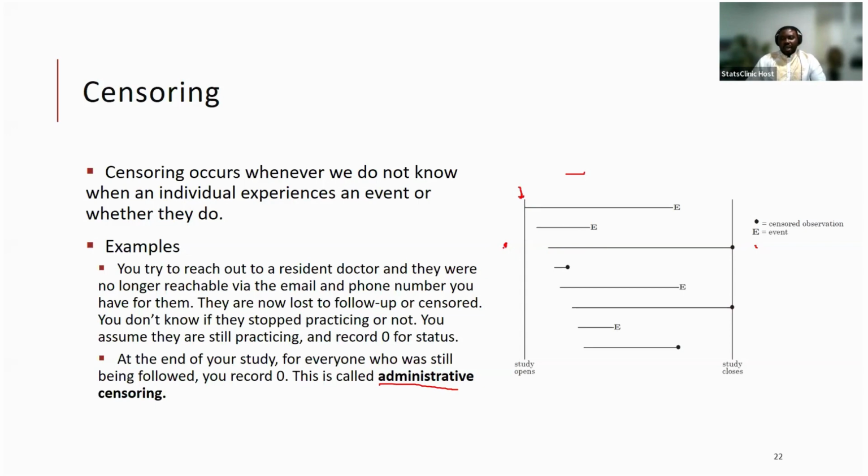But sometimes a person is censored after the study opens. And that is called right censoring. Some of that is during the study, but some of that is also after you've done your administrative censoring, but you don't know exactly when they have the event. I hope that's clear.